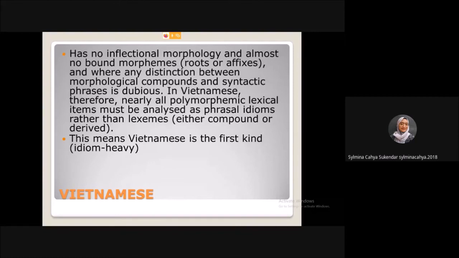So in short, we cannot find any inflectional or bound morphemes almost at all in Vietnamese. Instead, phrases are created to build compound nouns or any other polymorphemic lexical items. So this implies that Vietnamese is the first kind of language, which is an idiom-heavy language.